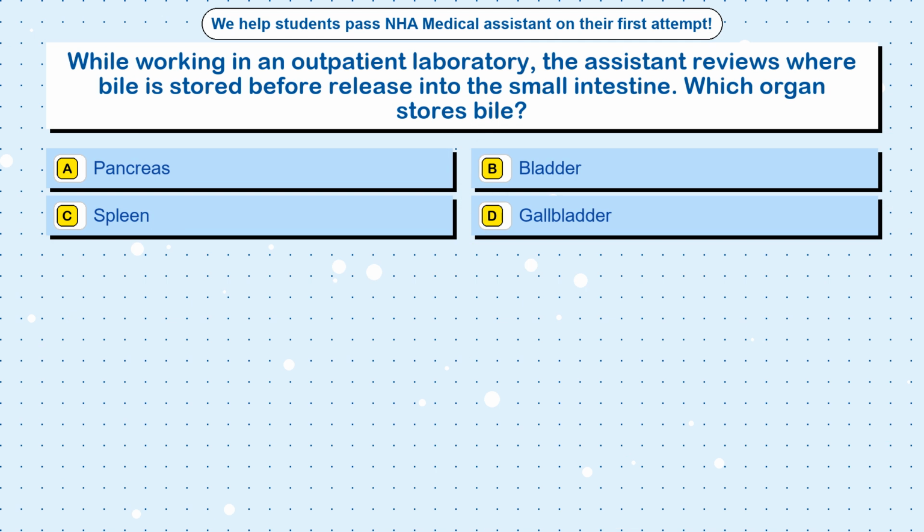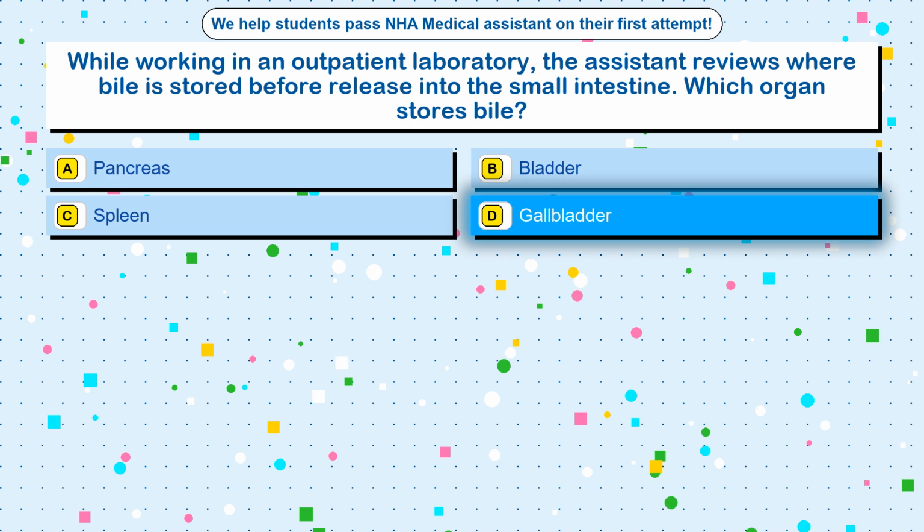Question 46. While working in an outpatient laboratory, the assistant reviews where bile is stored before release into the small intestine. Which organ stores bile? Option A, pancreas. Option B, bladder. Option C, spleen. Option D, gallbladder. The correct answer is option D, gallbladder.